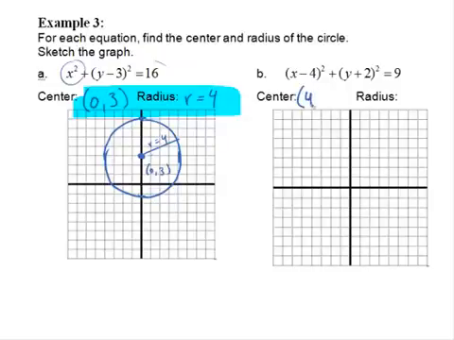Next one, center is positive 4, comma, negative 2, and radius is positive 3. So center and radius. Whoa, kind of an egg-looking shape here. Bad circle. Oh well, that's why we give the center and the radius, so we can tell what it's supposed to look like. Good enough.